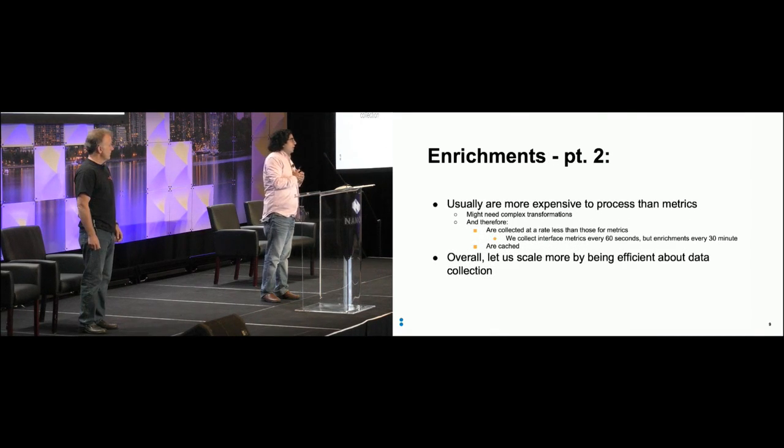Also, because enrichments are typically not numbers, they're typically strings, they tend to be more expensive to process than metrics. And that's one of the reasons there's transformation and lookups needed. Case in point, for example, I mentioned the ASN number to name lookup. It's not something you want to do on every poll cycle. It's also something that, because they're expensive, we tend to cache them. Again, an example is interface names, interface aliases, things like this, which we don't actually need to collect in every poll cycle.